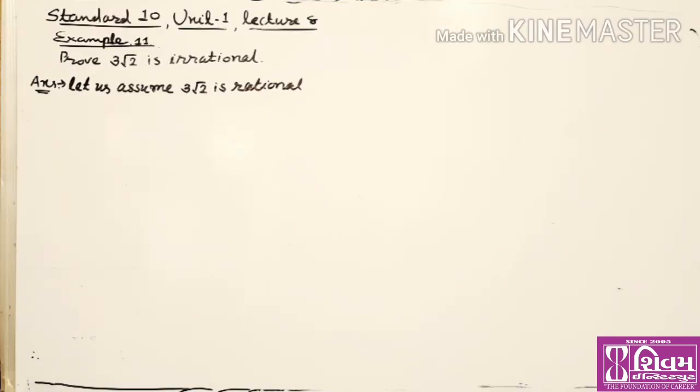Standard 10, Unit 1, Lecture 8. Here, let us do some more questions of proving a given number is irrational. One of them is example number 11. Prove that 3 root 2 is irrational.